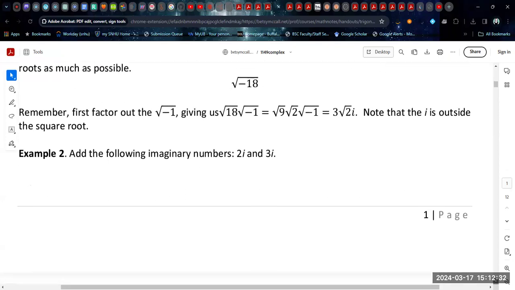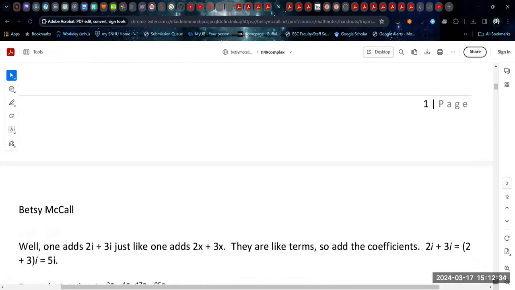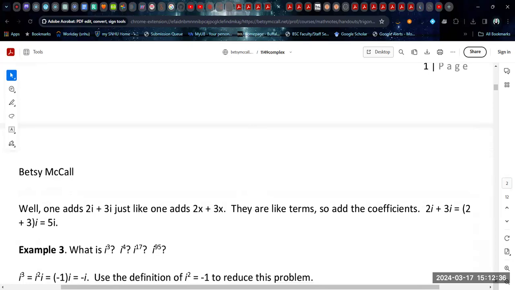Now, when I add two complex numbers together, I essentially add them in the same way that I would add numbers that have x's on them. I'm going to treat i like a variable, and I'm going to add like terms. So if I add 2x to 3x, I add the 2 and the 3, and I get 5x. And I'm going to do the same thing with 2i and 3i. I'm going to treat these like terms. I'm going to add the coefficients, 2 plus 3, and I'm going to get 5i.